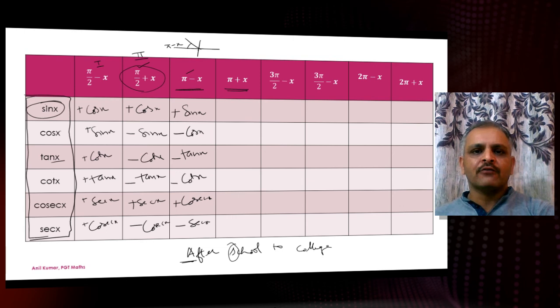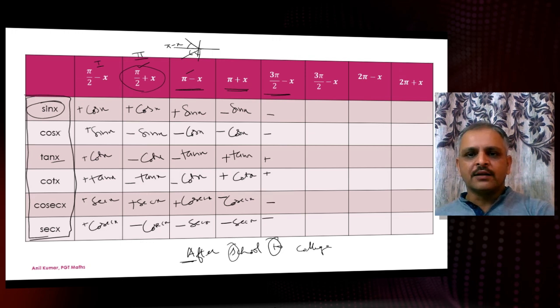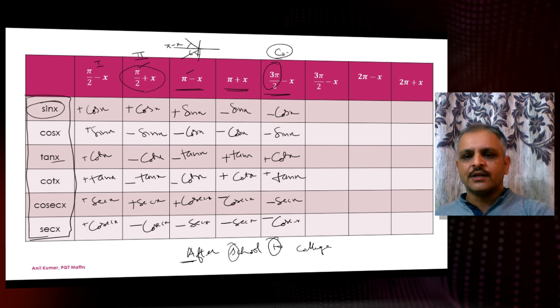Pi plus x. Now we are in the quadrant number 3. In the third quadrant, tan and cot are positive. And the remaining 4 are negative. Pi, so no cofactor. Write them as it is. Then 3 pi by 2 minus x. 3 pi by 2 minus x means in the third quadrant. So tan and cot will be positive. The remaining 4 t ratios will be negative. But this time we have 3 pi by 2. So apply cofactors. Don't forget that. Sine will convert into cos x and cos will convert into sin x. Tan will convert into cot x and cot will convert into tan x. Cosecant into sec x and sec will convert into cosecant x.